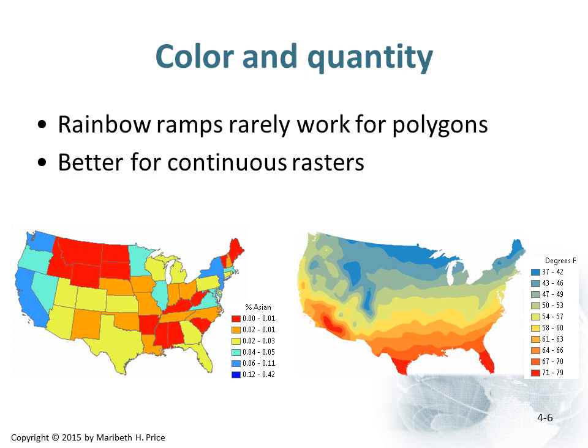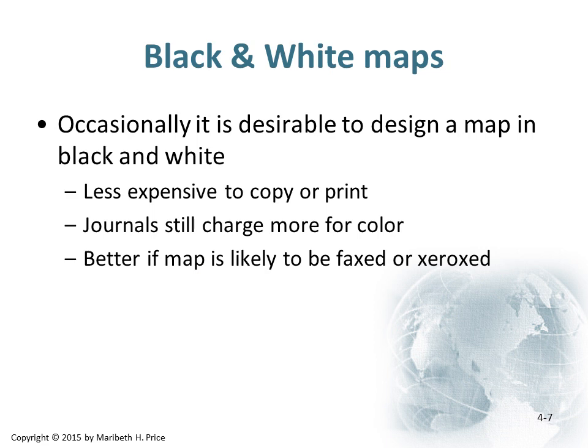Rainbow ramps rarely work well for polygons. A rainbow ramp is when you have this range of colors that go from blue through greens and yellows and oranges into reds. Because in polygons it just tends to look like you let a third grader loose with a box of crayons. Whereas in a continuous raster data set, it does look much more appropriate.